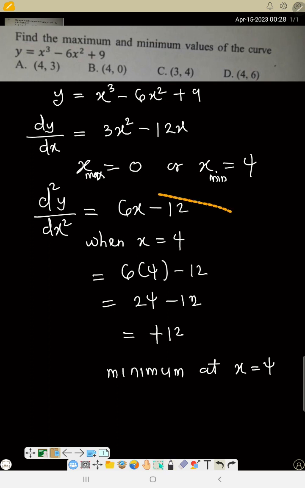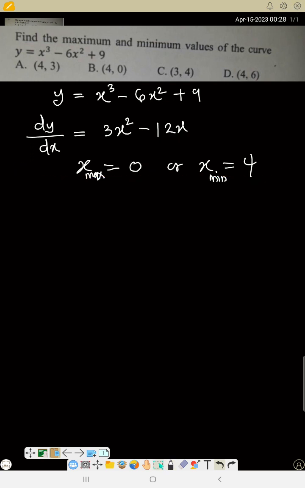So we need to know the value of y because the answer must be in terms of y. So now if you put in, y equals, put 0 first. For x minimum, this will be y minimum. So at x is 0, this is 0 cubed minus 6 bracket 0 squared plus 9. So y is equal to 9.